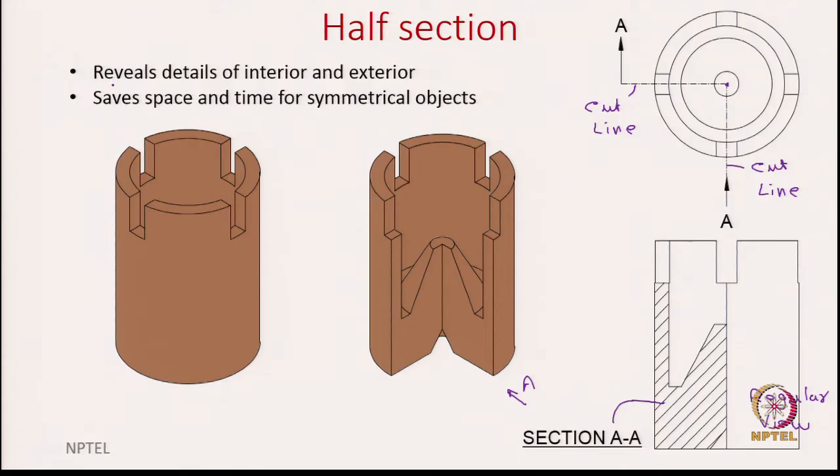So, to summarize, we are saying that the half sections reveal the details of both interior and exterior, because here, for example, the right side shows the exterior view and the left side shows the interior view.